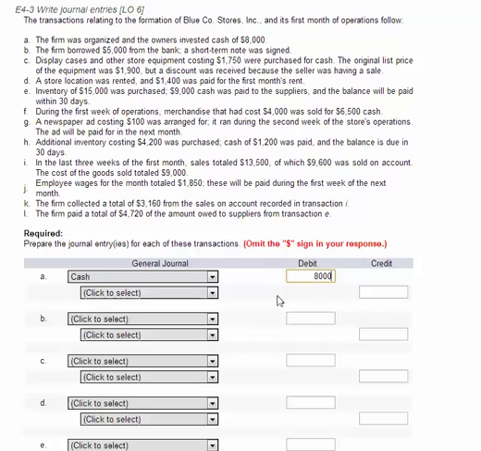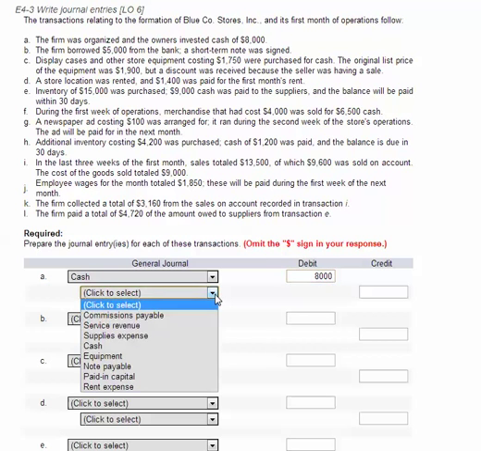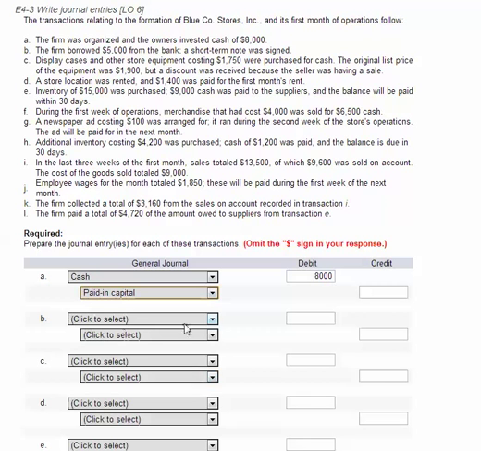And we credit, what are the owners going to get in exchange for that investment? Well, they're going to get stock. That's a component of paid in capital. So we will credit paid in capital $8,000.